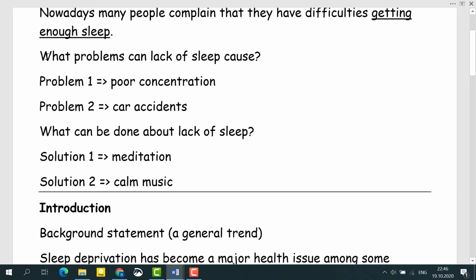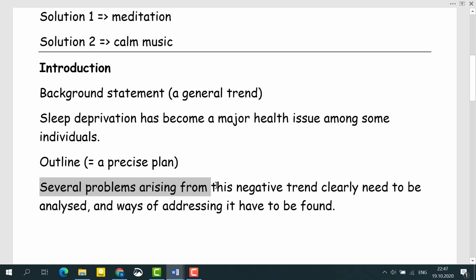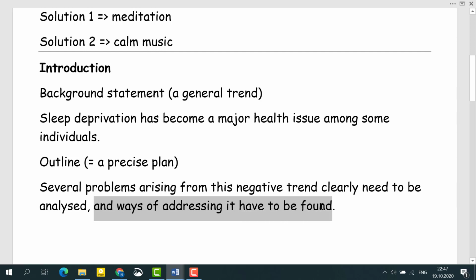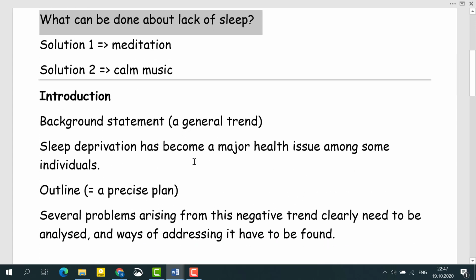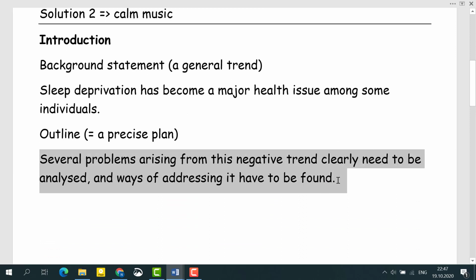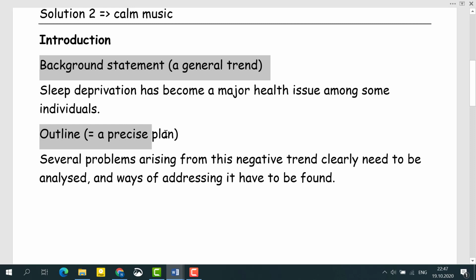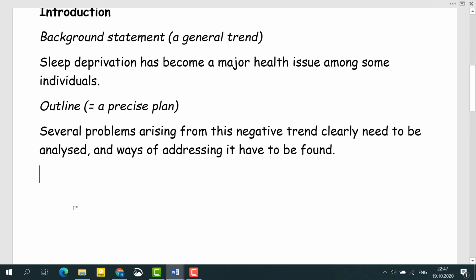So the question is, what problems can lack of sleep cause? In here I've written several problems arising from this negative trend clearly need to be analyzed. So the examiner understands that I am going to talk about several problems in my essay. And ways of addressing it have to be found. In this case, addressing means solving, because the question is what can be done about lack of sleep. So, okay. So according to this sentence, the examiner clearly understands what I'm going to do in my essay. Okay, so as you can see, we've got only 2 sentences here in the introduction. Okay, and that's it. And now we need to focus on the first body paragraph.